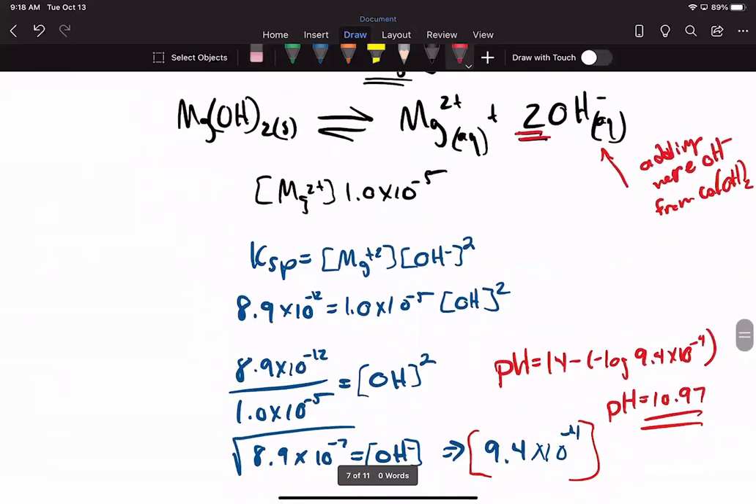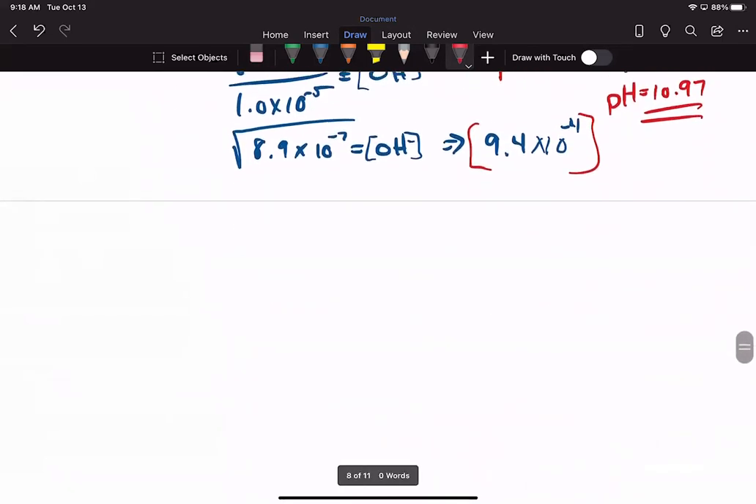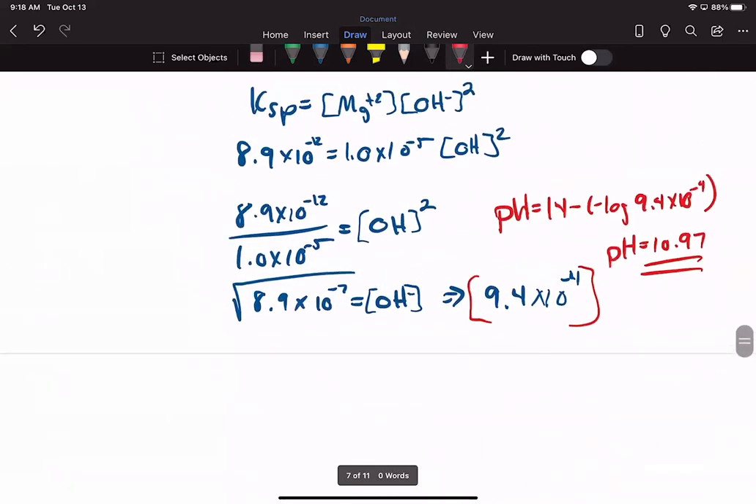Just the pH. So this is just an introduction into what we consider the common ion effect. The common ion effect. We'll see more of it. I think I wanted to add some additional notes here.